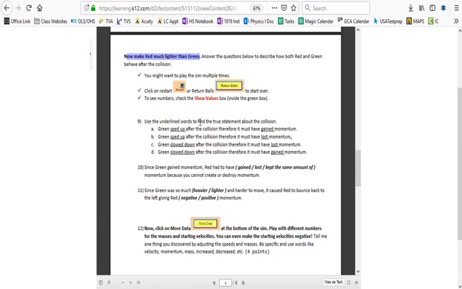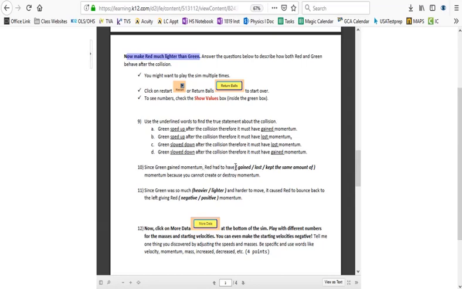9. Use the underlined words to find the true statement about the collision. Did green speed up or did it slow down? So we can take 2 of these away right away. Did it gain momentum or lose momentum? Well, if it sped up, which one has to happen? P equals mv. Momentum equals mass times velocity. Since green gained momentum, it just answered question 9.